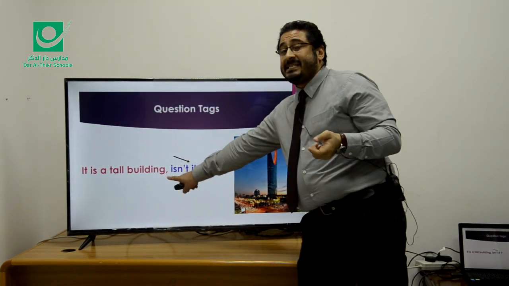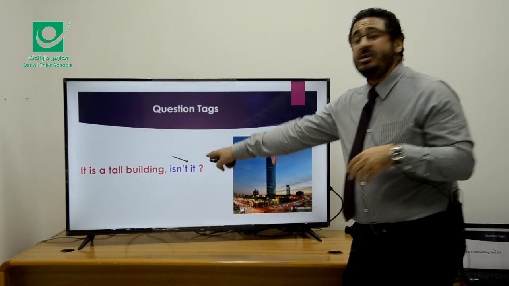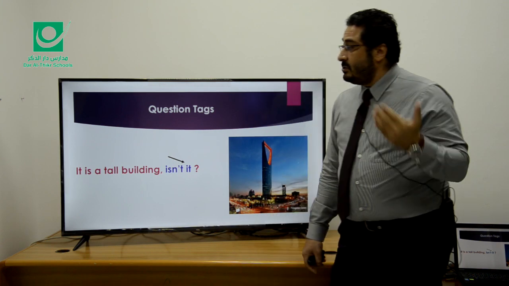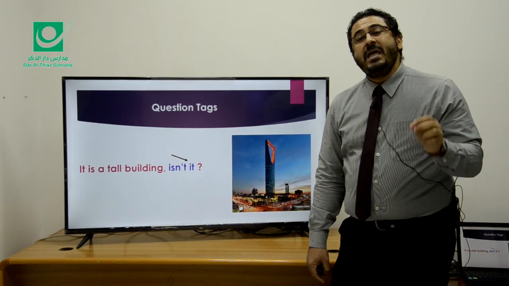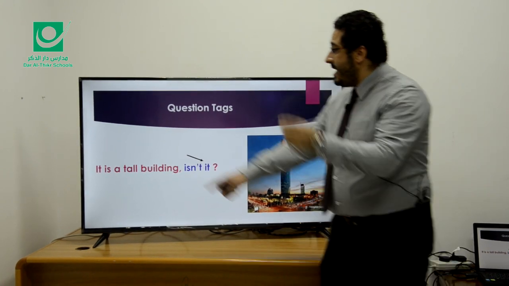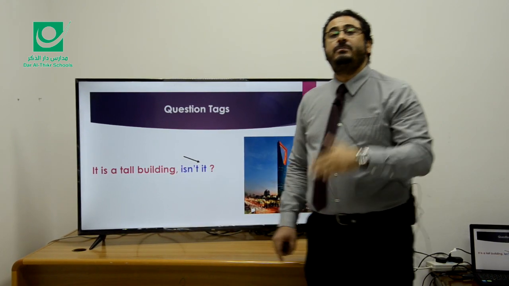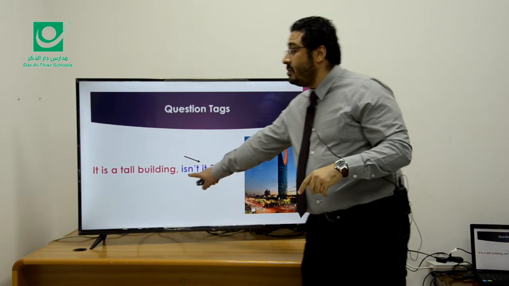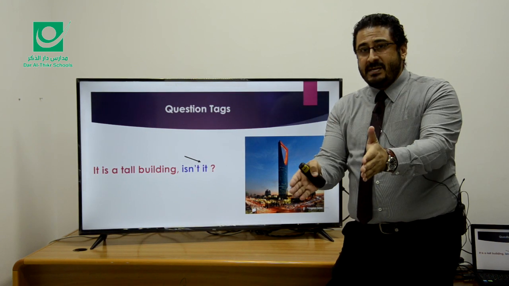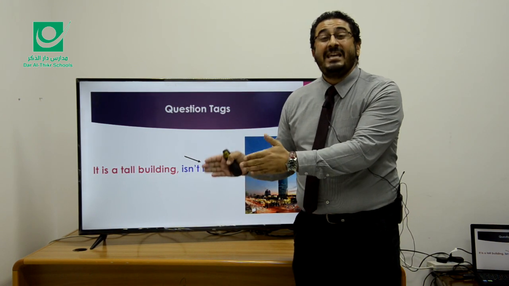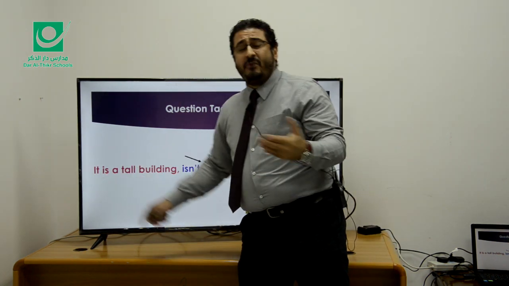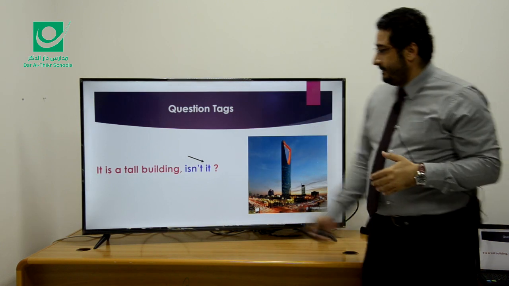So this is a tag question. What do you notice here? In the statement, it's a tall building, the verb is positive, it's affirmative. But when we make a question tag, it should be the opposite. The verb should be negative. So if the statement is affirmative, then the verb should be negative in the question tag. And since we have is, verb to be, so you can use it.